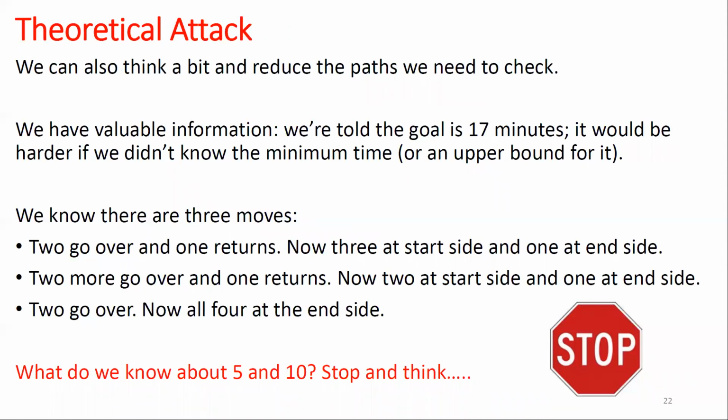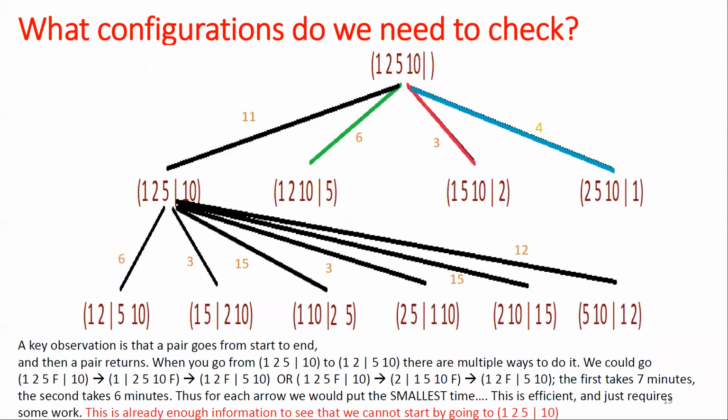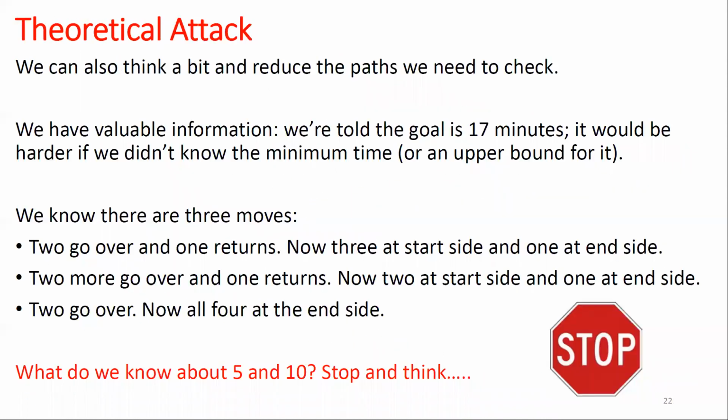We are telling you that the goal is to do 17 minutes. It would be much harder if we didn't know the minimum time. If we didn't know the minimum time when we had this lengthy thing over here, we might actually consider maybe that is the best. Maybe that is what we need to do. But we know it's too large because we were given the information that the goal is 17 minutes and we think we can do it.